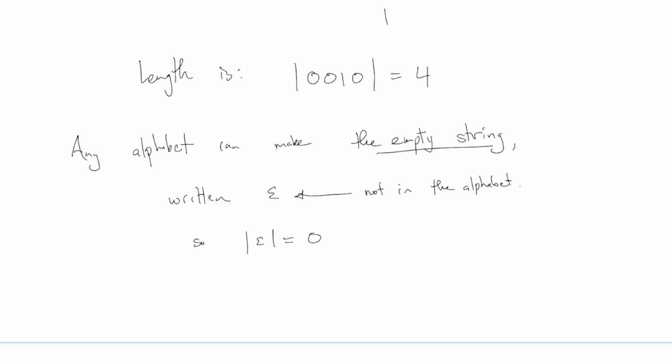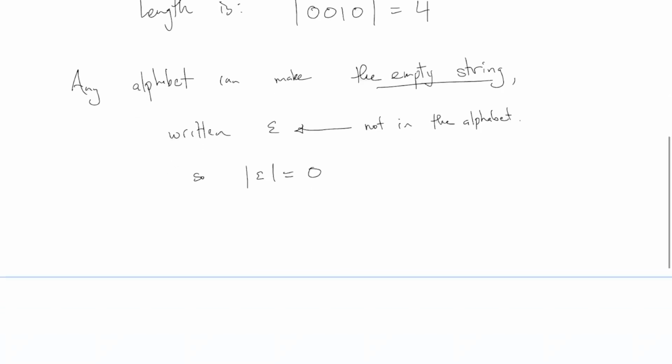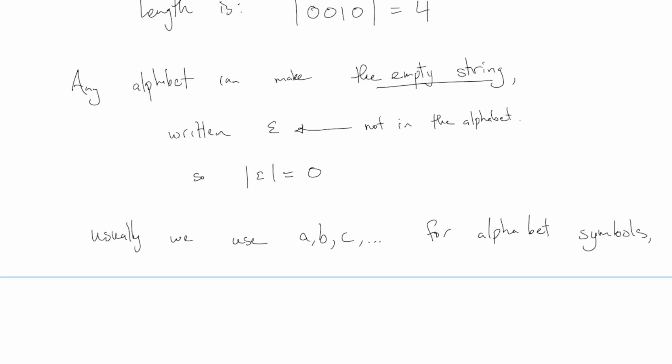Typically, when we're talking about variables, we use things like A, B, C, etc. for alphabet symbols. If I write something like X, Y, Z, these would usually represent strings. This is not a rule, but that's just usually how we're going to write down our variables.